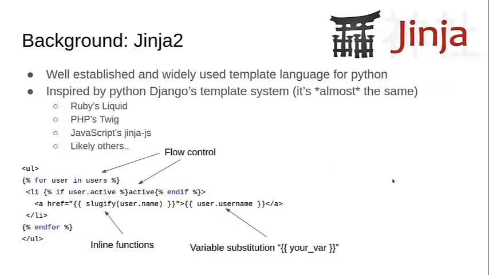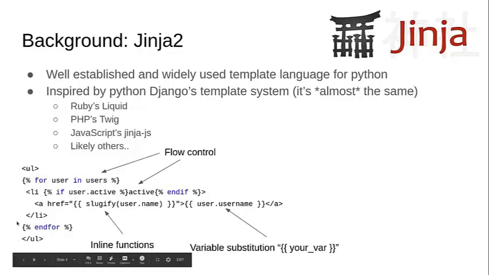There's this other technology, Jinja 2. This is a widely established template language that really came out of Python's Django, which is a framework that was a lot more popular a little while ago, but is still used today. Jinja 2 was extracted out of that, and a lot of people in other languages have also used this template language or some minor variation of it.